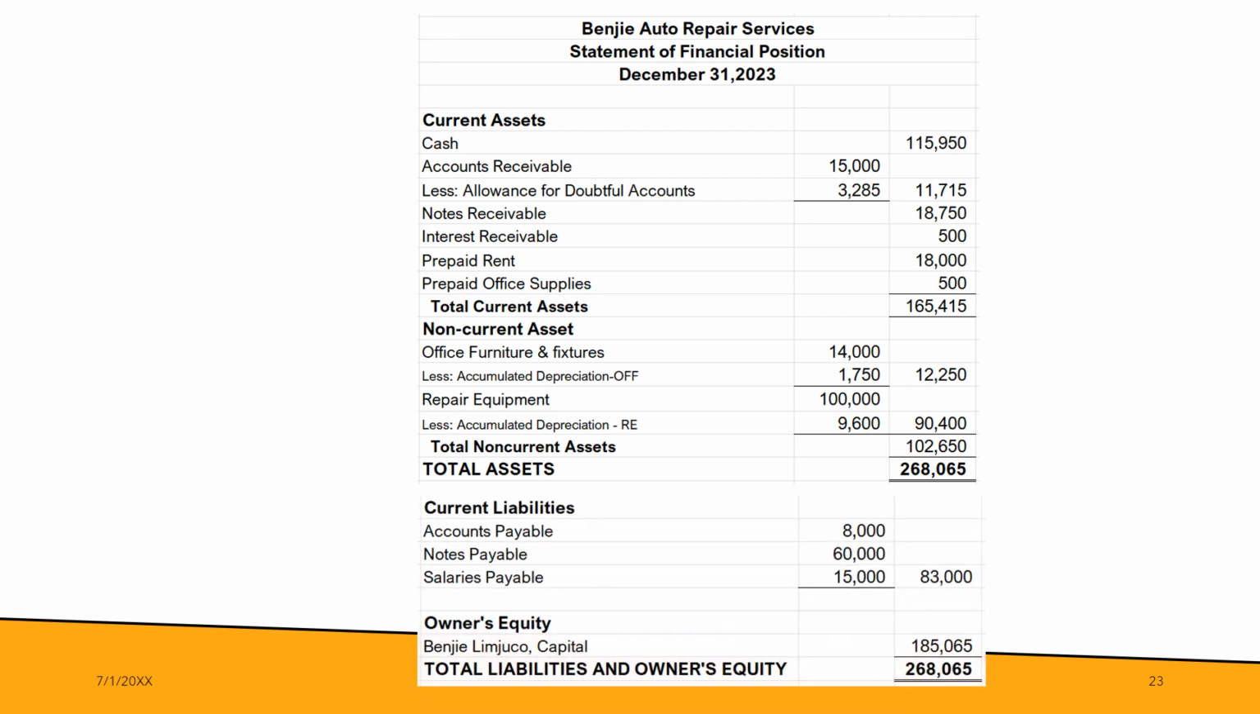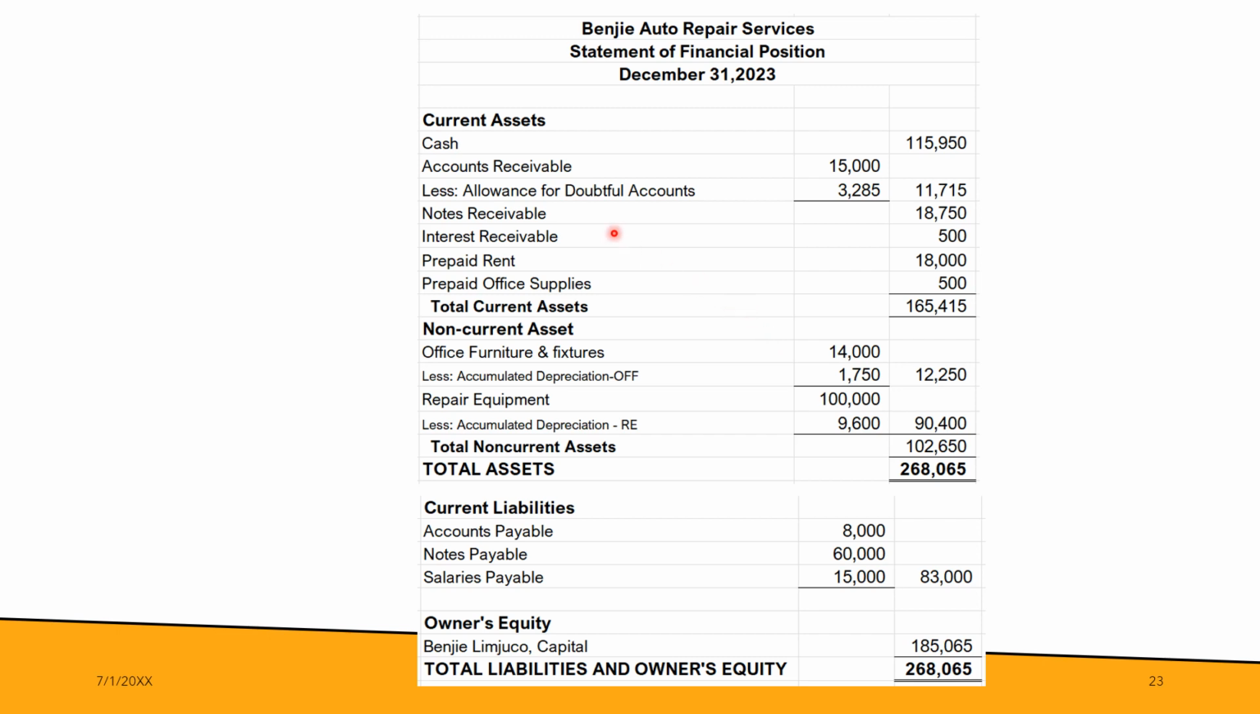And similar to the previous reports, we have the heading, the name of the entity, the name of the statement, which is statement of financial position or balance sheet, and the period, which is as of December 31, 2023. Why December 31, 2023? Because this statement reflects balances from day one up to the current accounting period.